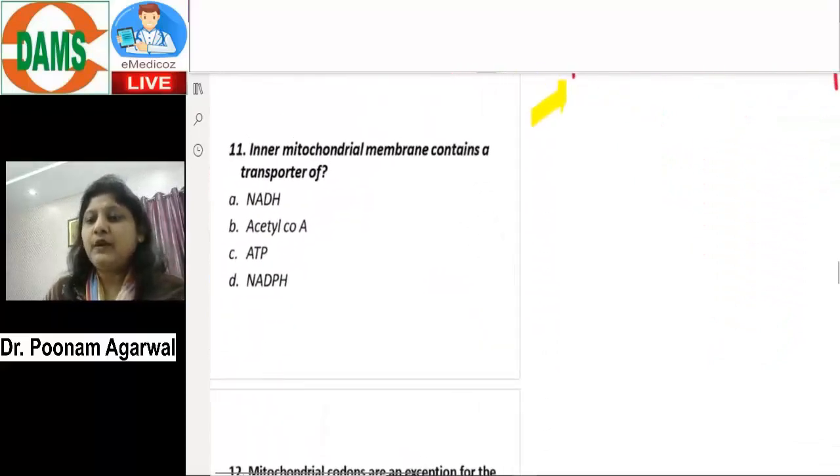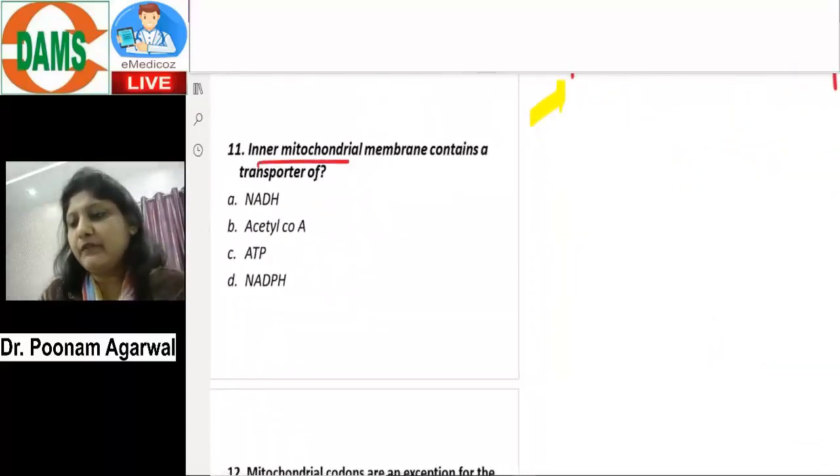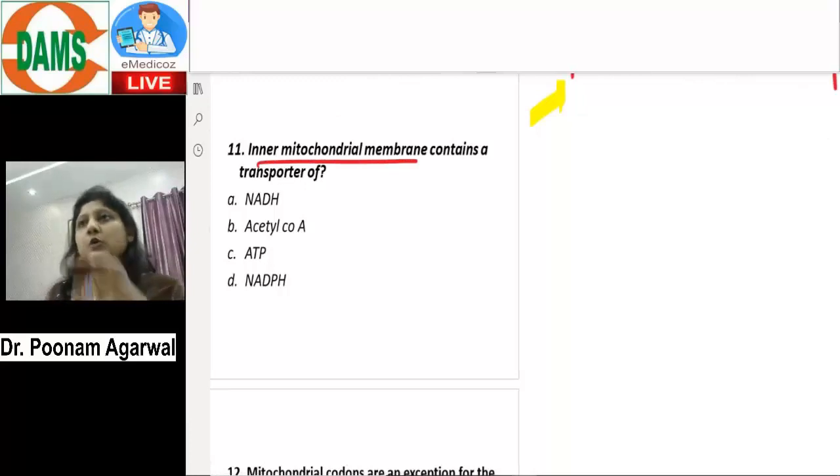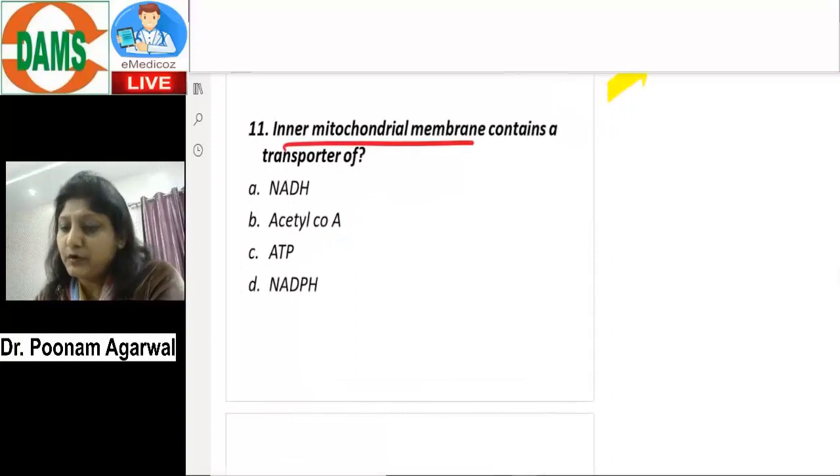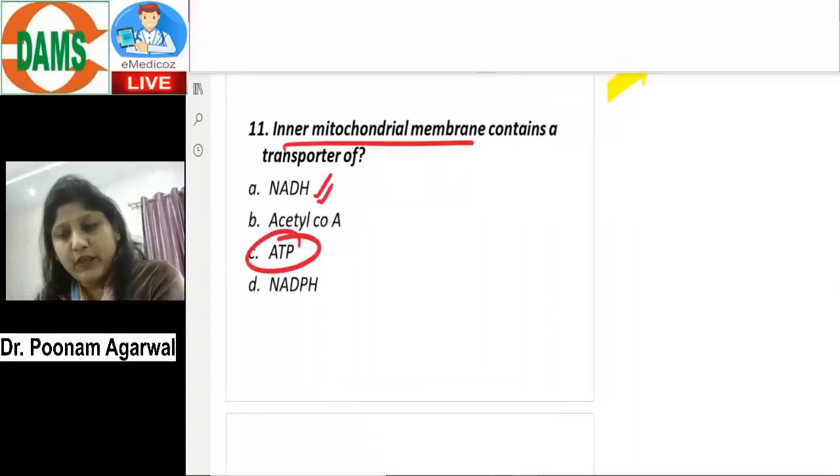Coming to the next question, when we talk about the inner mitochondrial membrane, we understand it's very much impermeable. So God has given a lot of transporters which can facilitate entry of many substances in and out of the mitochondrial matrix. So in that context, we have transporters for many things. We have a transporter for ATP, ADP. We have transporters for NADH, NAD, and NADPH.